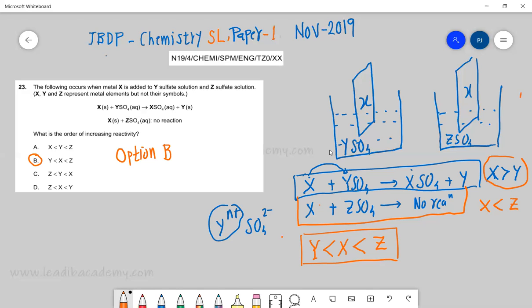So what concept have we learned? That whenever any element displaces the other element from the solution, the one that has displaced is more reactive as compared to the one which is getting displaced. Okay, simple concept.